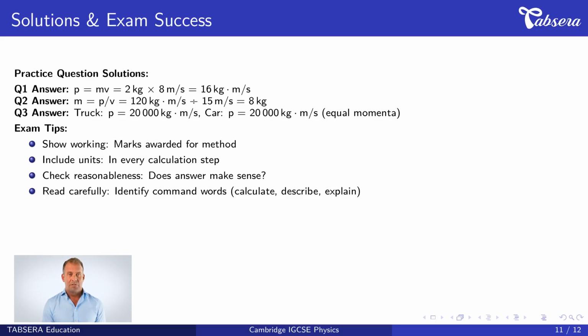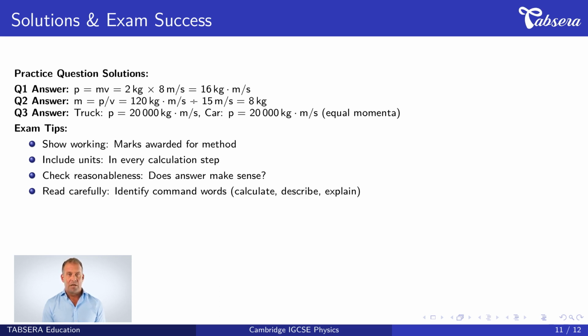Let's review the solutions. For question 1, the answer is p equals mv equals 2 kilograms times 8 meters per second equals 16 kilogram meters per second. This is correct because we applied the momentum equation directly. For question 2, we rearranged to find m equals p divided by v equals 120 kilogram meters per second divided by 15 meters per second equals 8 kilograms. Notice how units cancel correctly.